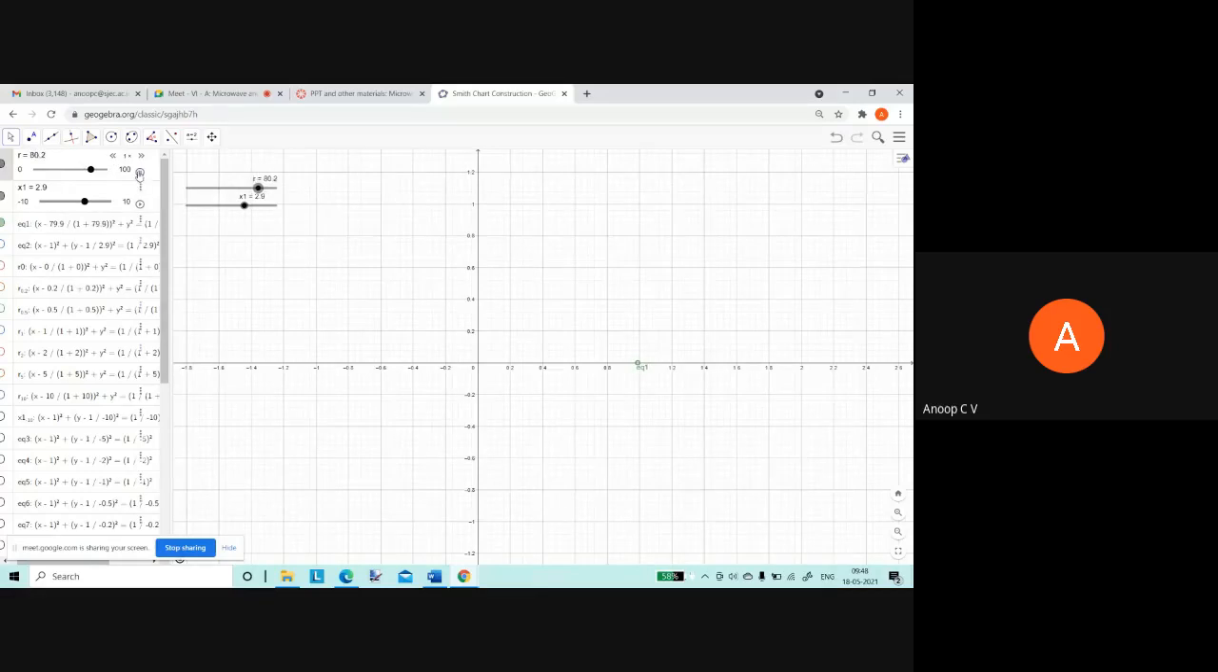And you can see when r is approaching infinity, when r is equal to infinity, what will happen? When r is equal to infinity, this will be a point, right? It will shrink to a point at gamma r equal to 1 and gamma i equal to 0, right?